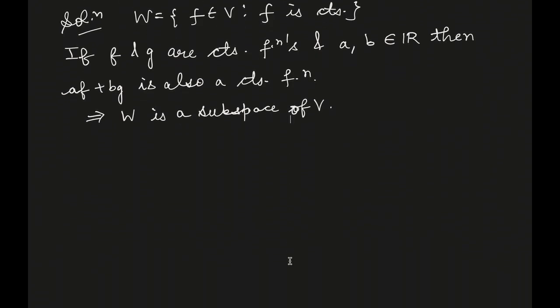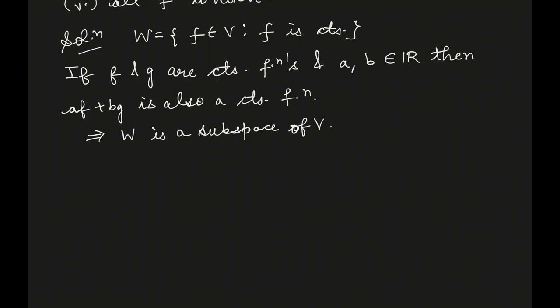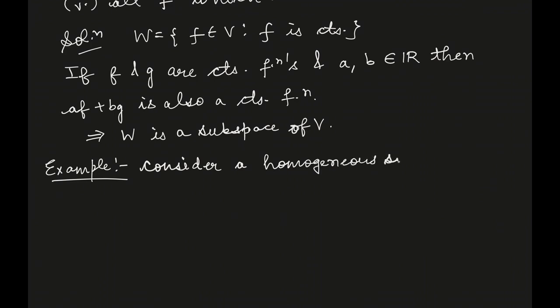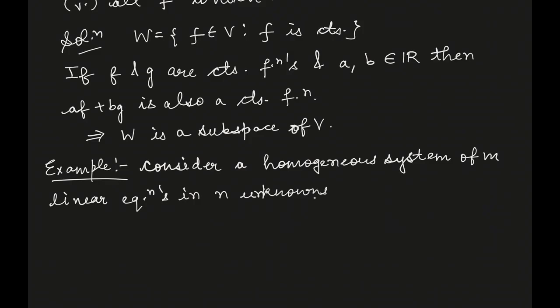Next example. Consider a homogeneous system of m linear equations in n unknowns x1, x2 up to xn over a field K.